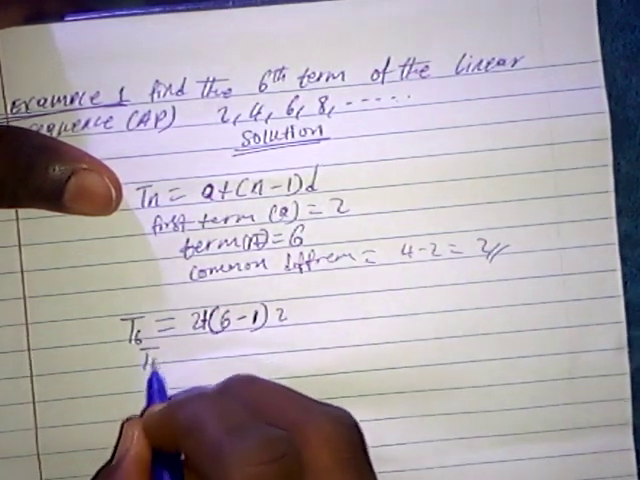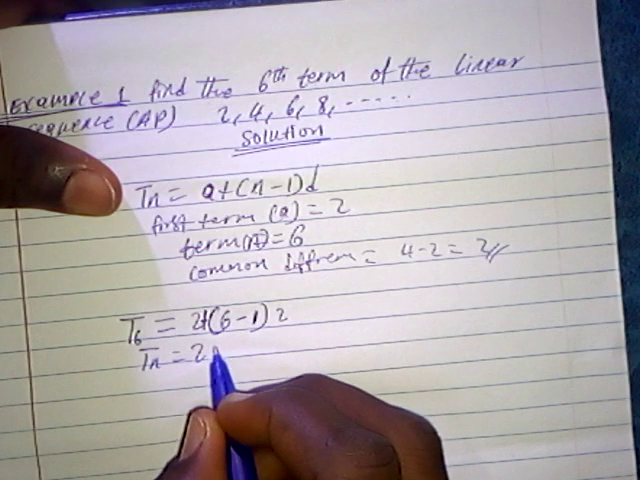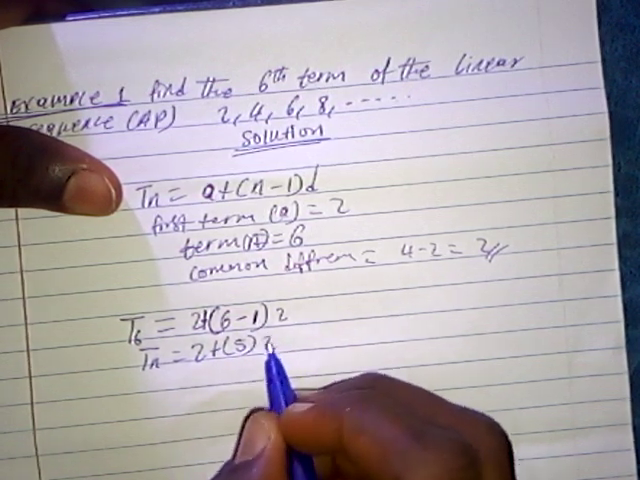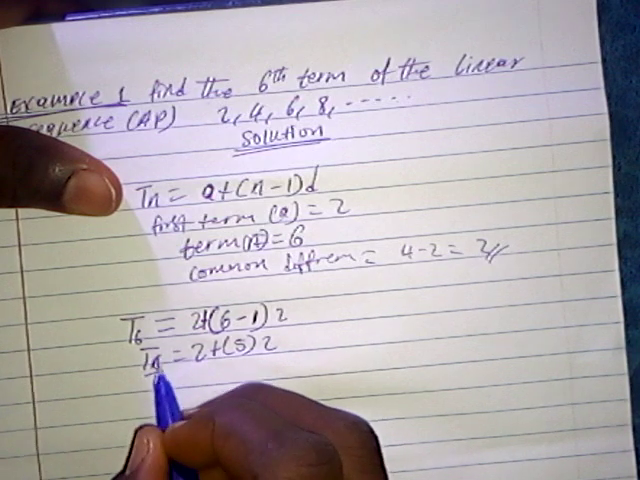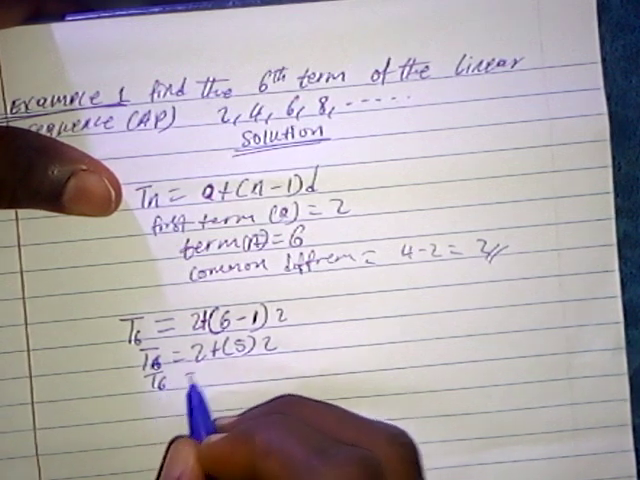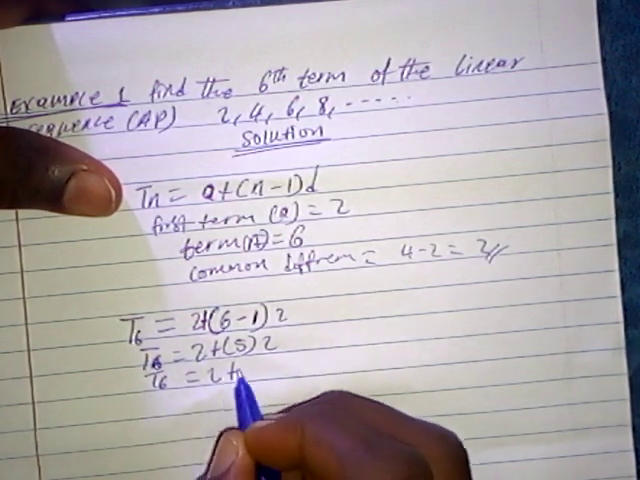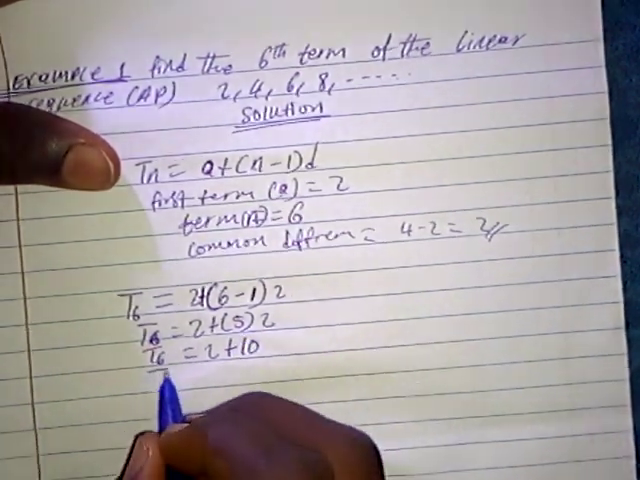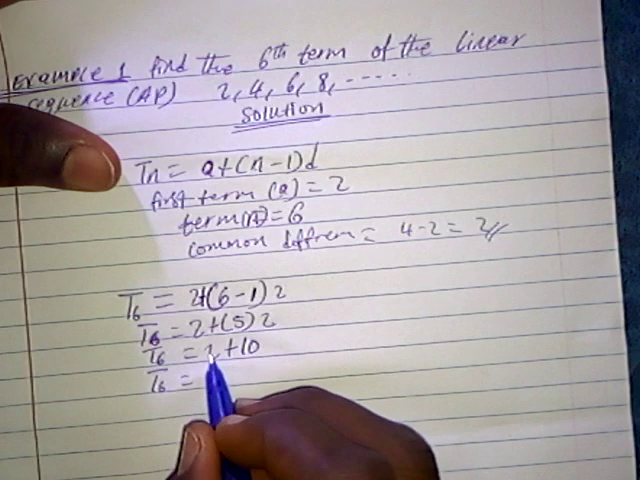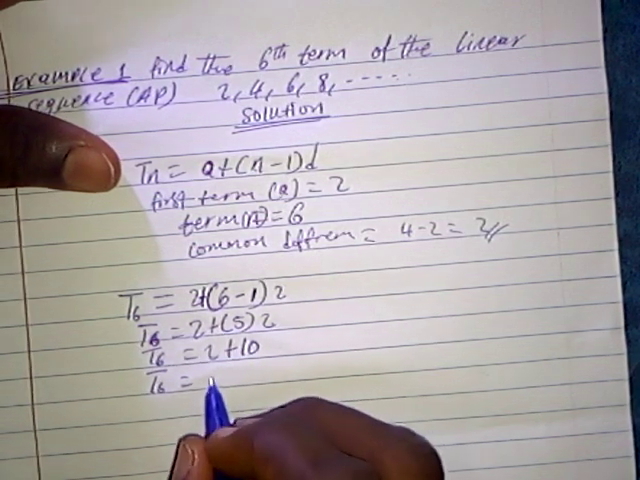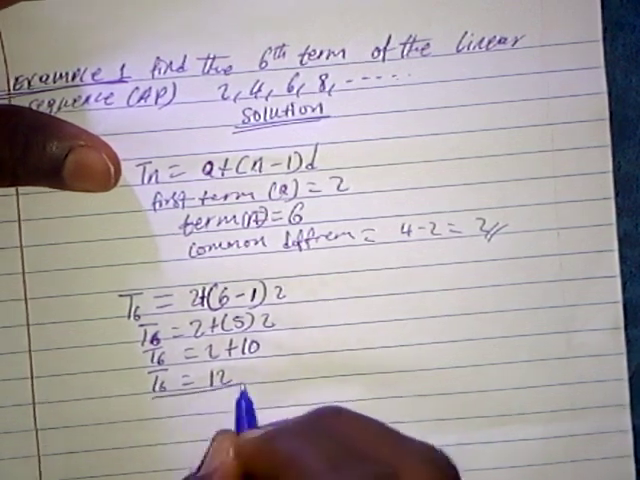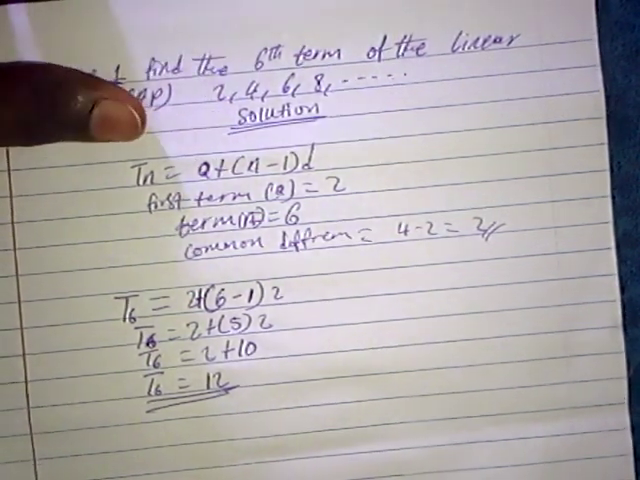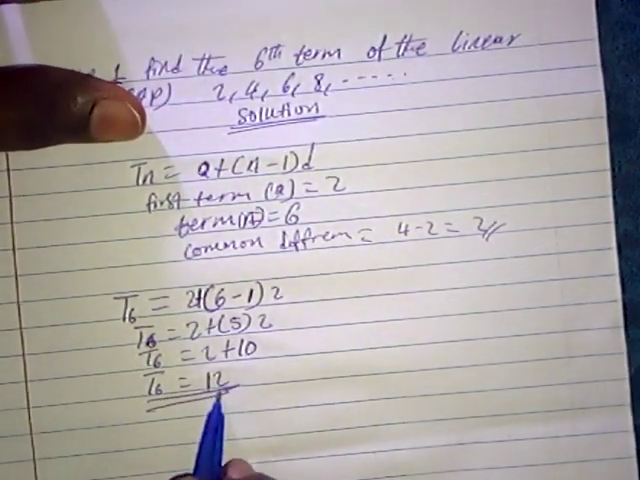So Tn is equal to 2 plus 6 minus 1, which is 5, times 2. T6, which is the sixth term, equals 2 plus 5 times 2, which is 10. Do you see? T6 equals 2 plus 10, which gives you 12. So the sixth term of this sequence is 12. The sixth term will be 12.